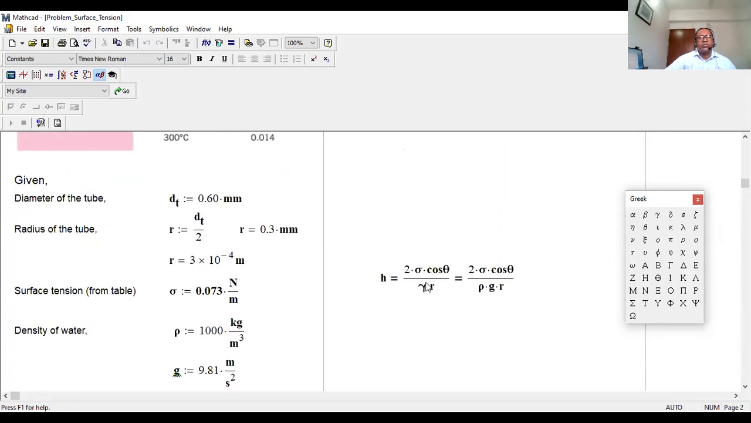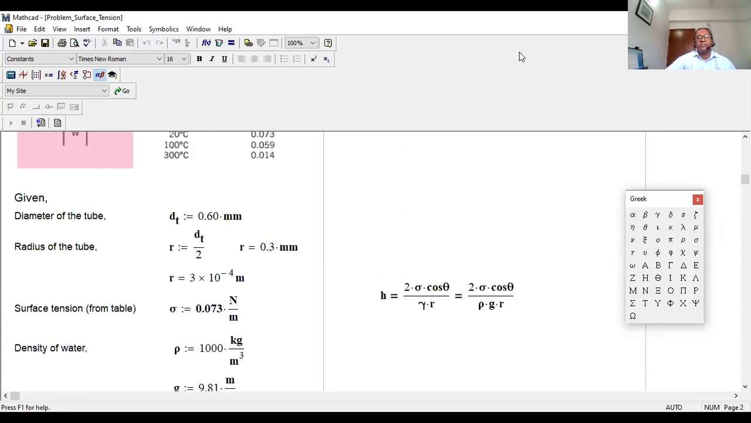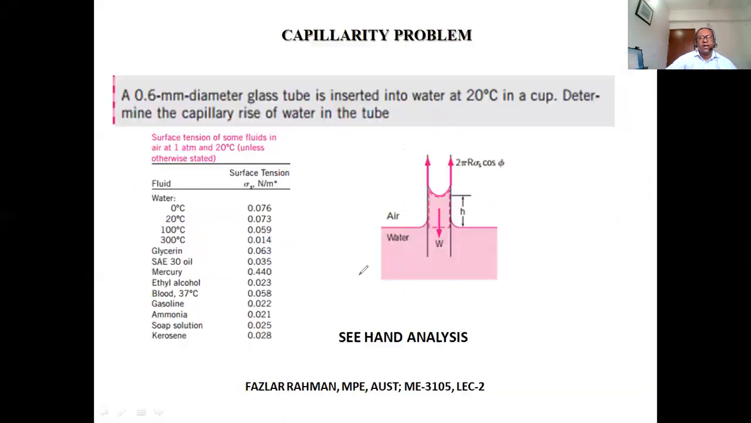So any question from here? Any question? So do I have to take the theta value in radian or only the value? Theta value in degree. Yes, sir. Okay.